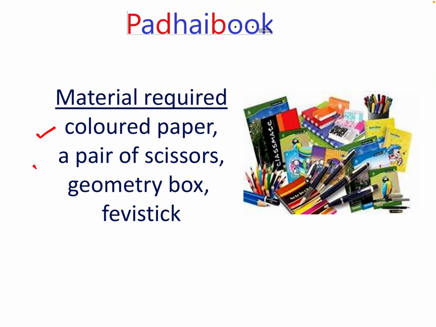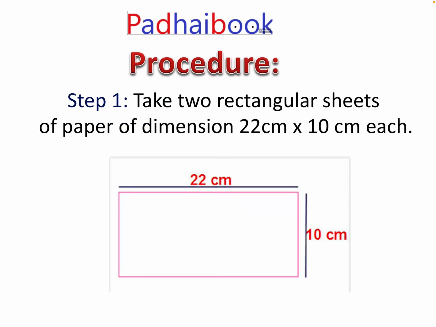So let's see the material required. Colored paper, a pair of scissors, geometry box and Fevi-stick. Now let's see what is the procedure involved here. We will take two rectangular sheets of dimension 22 cm cross 10 cm. Now what we will do here is we are going to gently curve one of the sheet along the length and another along the breadth so that we obtain two cylinders.